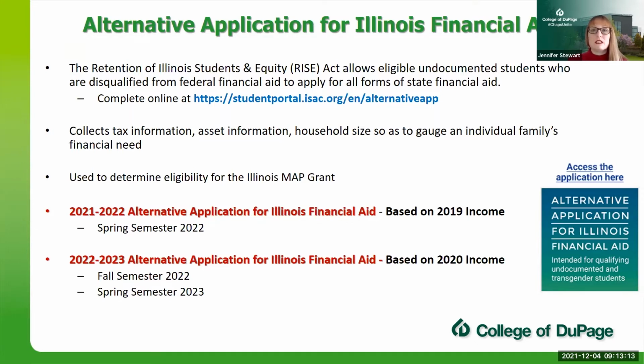The only difference is this alternative application is only sent to the state of Illinois to process for their one grant, which is called the Illinois MAP grant. So unfortunately, it doesn't open up for any type of federal aid, but it at least opens up the door to potentially be eligible for that Illinois MAP grant. So the Illinois MAP grant only covers fall and spring. So again, if you're an early graduate and starting in spring, you can complete the 21-22 alternative application. If you're going to be starting in fall, you do the 22-23. And again, the income is still going to be the same.